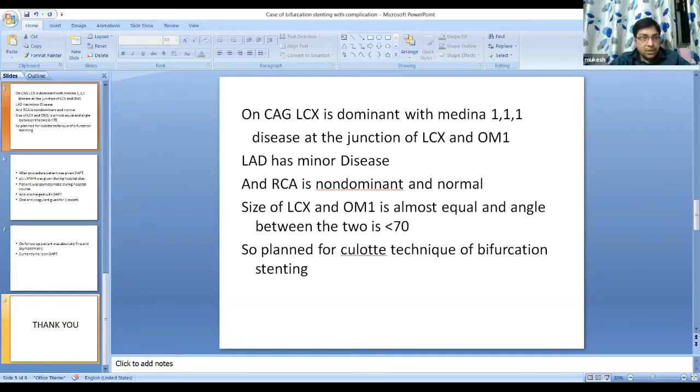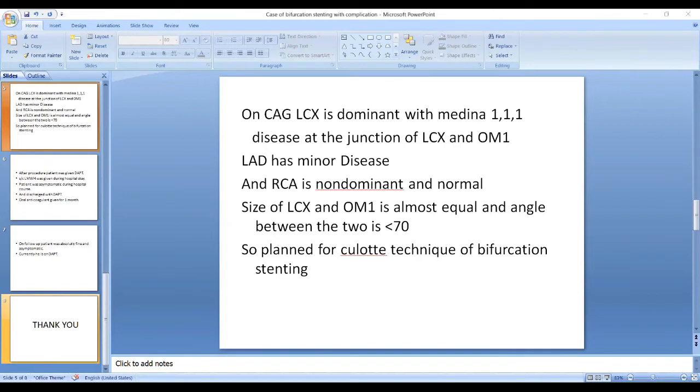When angiography was done, this is the angiographic picture. Angio is not visible. So it is not visual. No, angio is not visible. Your slides are visible. Okay, so I am trying to.